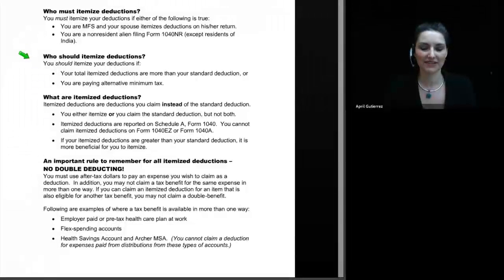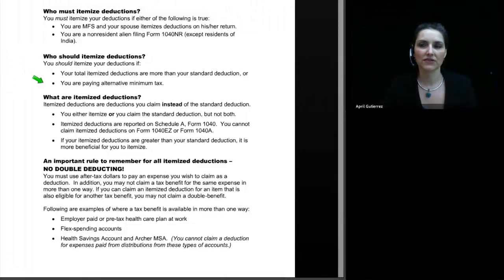So who should itemize deductions? Because if you're not forced to, is it a good idea? Well, the answer is you should itemize your deductions if your total itemized deductions are more than your standard deduction, or even if your standard deduction is a higher number, in some cases you can still be better off itemizing if you are paying the alternative minimum tax.